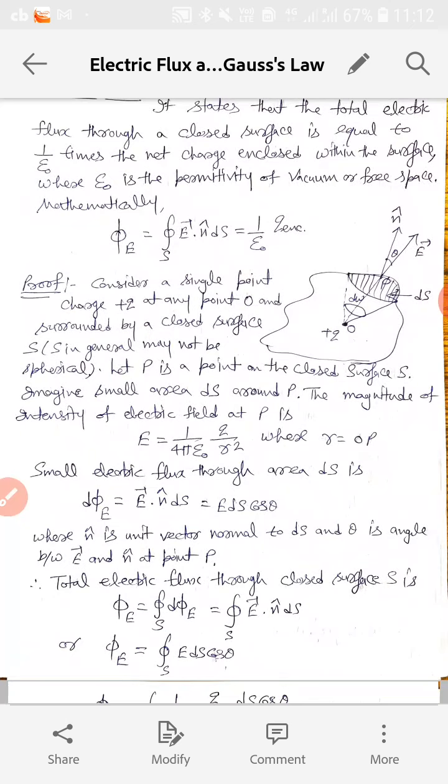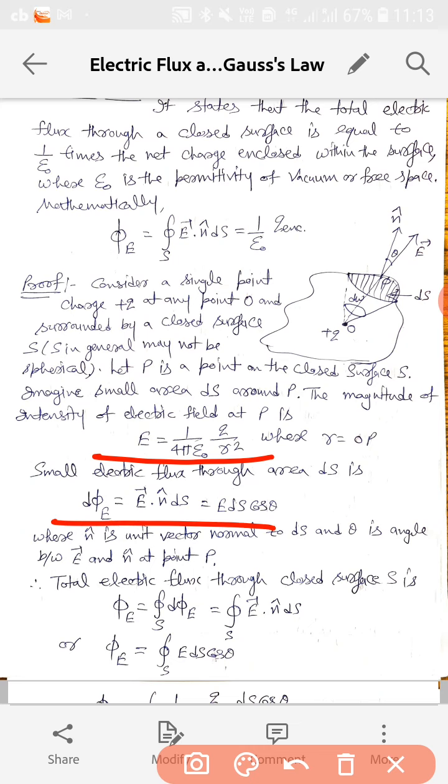So let P be a point on the closed surface S, which is this point, and imagine a small area ds around this P. The magnitude of intensity of electric field at P will be given by 1 by 4 pi epsilon 0 q by r square. So the small electric flux through area ds will be E dot n cap ds, or E ds cos theta, where n cap is the unit vector normal to ds and theta is the angle between the electric field and the surface normal. The total electric flux through this closed surface will be the integral of this.